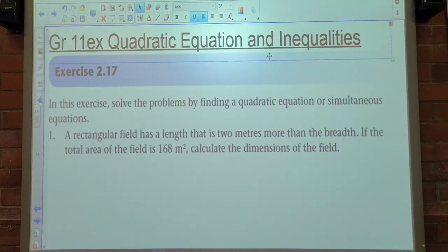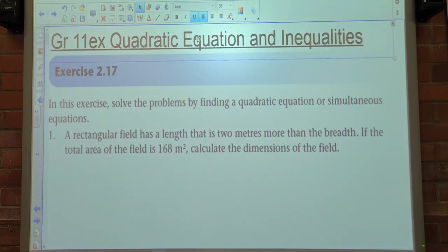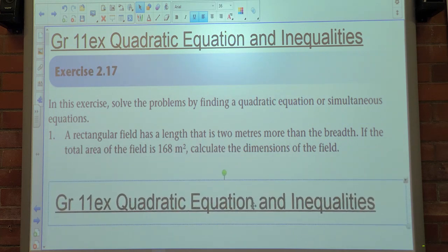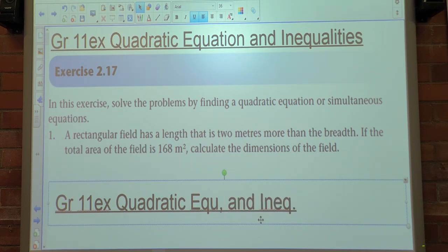Let's get us a marker. Quadratic equations and inequalities. There's a bit shorter. This is exercise. Please settle down. 2.17. And I'm starting with number 1.